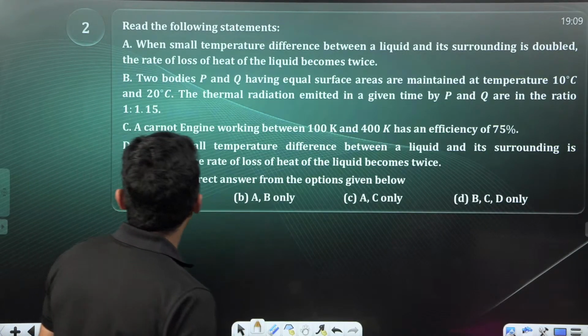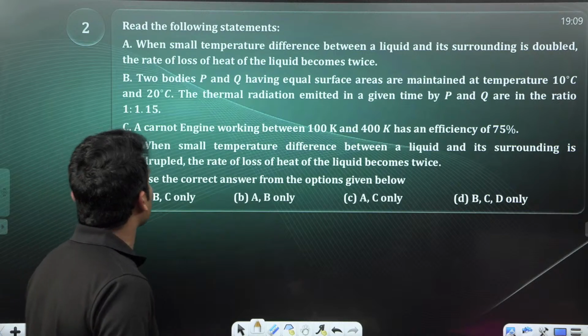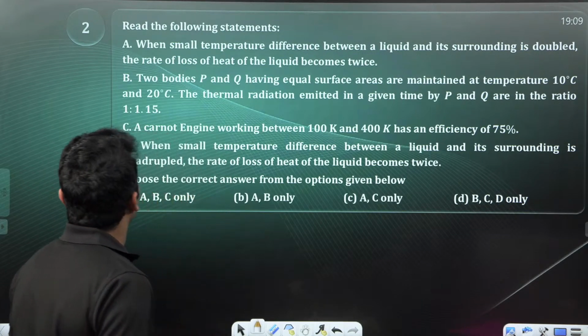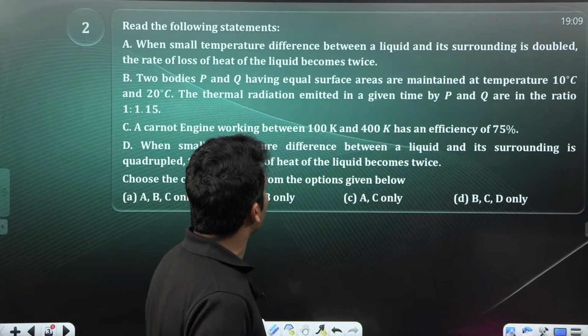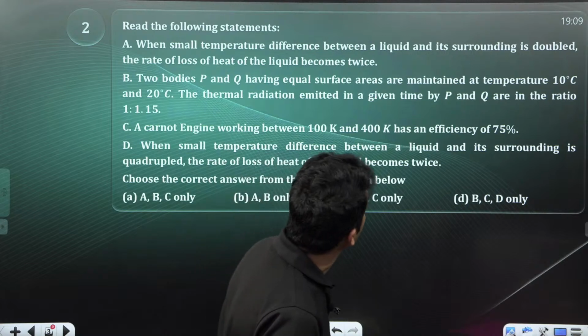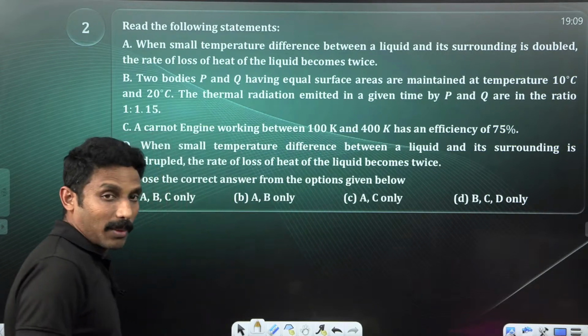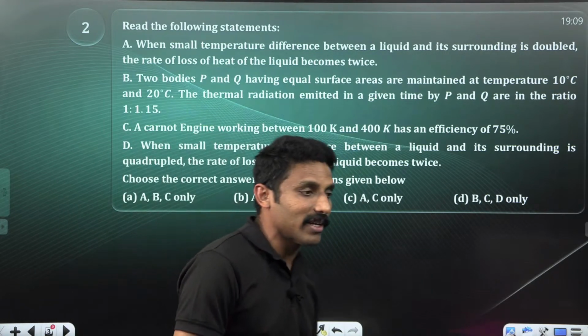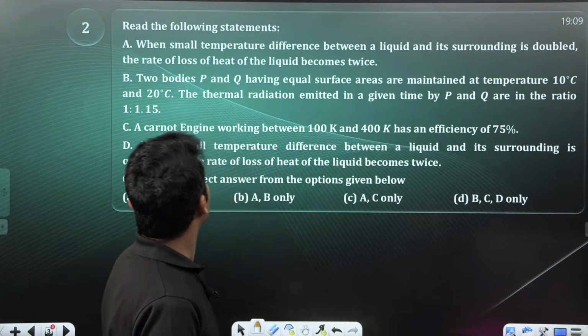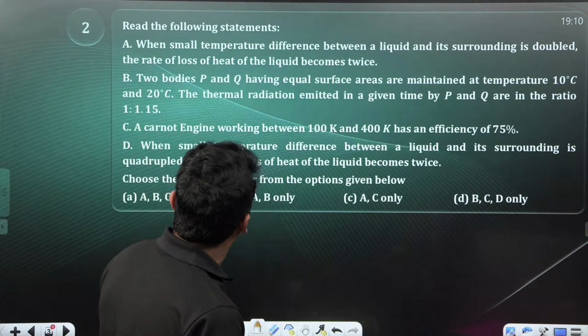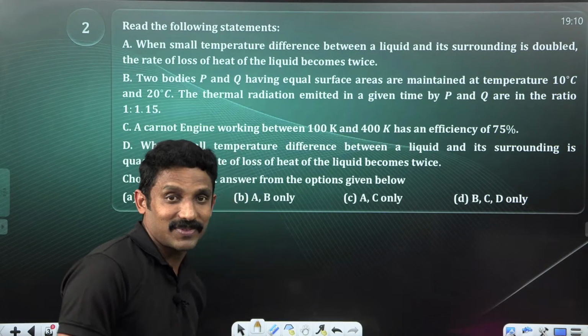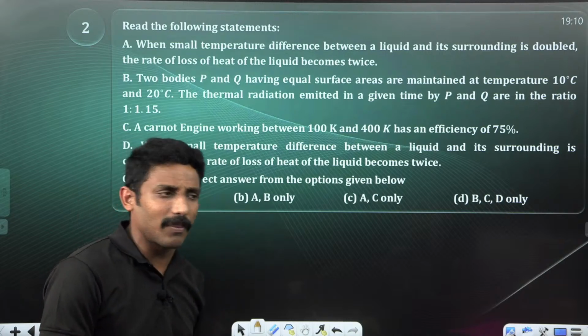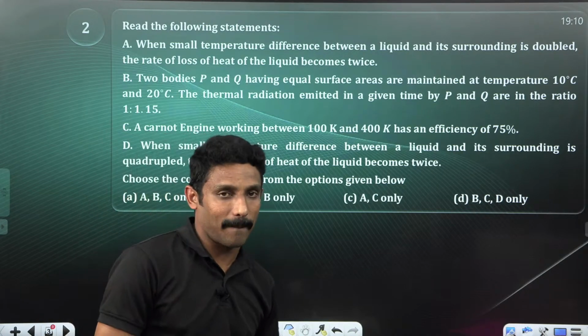The next one is, read the following statements. Statement 1: when the temperature difference between a liquid and its surrounding is doubled, the rate of loss of heat of the liquid becomes twice. Actually, this statement is from Newton's law of cooling.